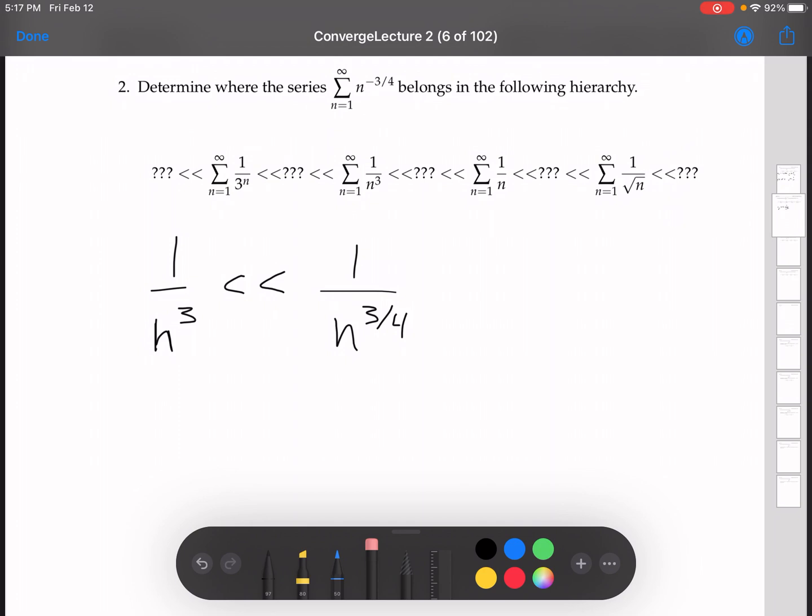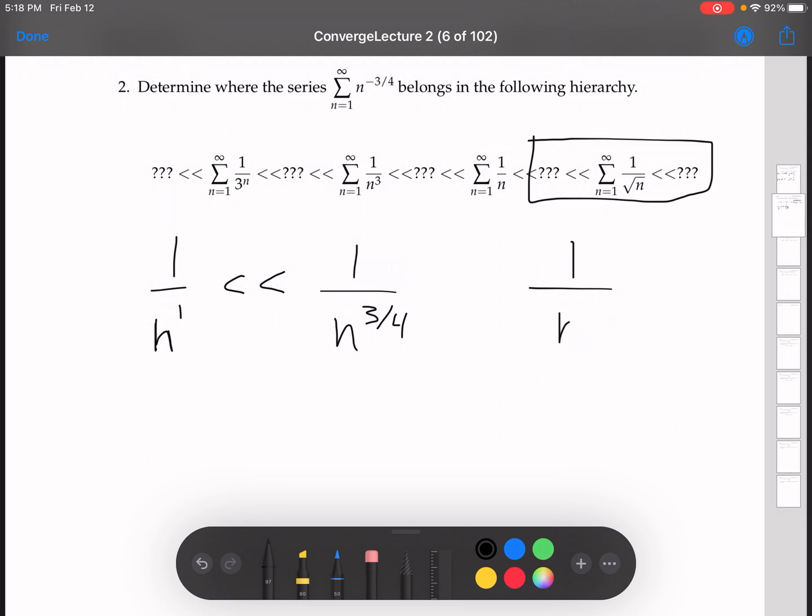Okay, let's see. 1 over n, you're dividing by n every time. N to the 3/4, this is like a square root, or not exactly a square root. This is a 4th root cubed. So here if we make this into 1 over n to the 1, then we see that we have this relationship. So then we know that it's actually over here.